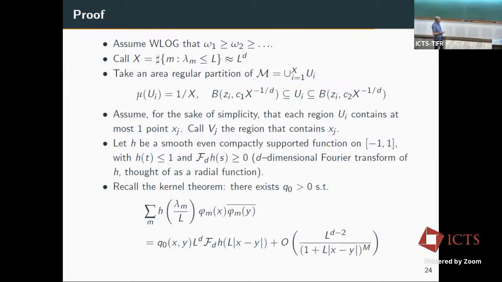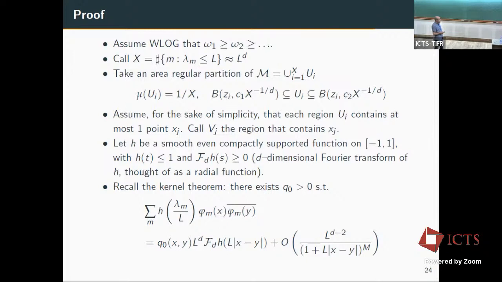Then now what we do is we take an area regular partition of M. So M is the union of U_i, i goes from 1 to X. Each region has volume 1 over X. And each of them contains a ball of volume X to the minus 1 over D. And you also have the outer ball.